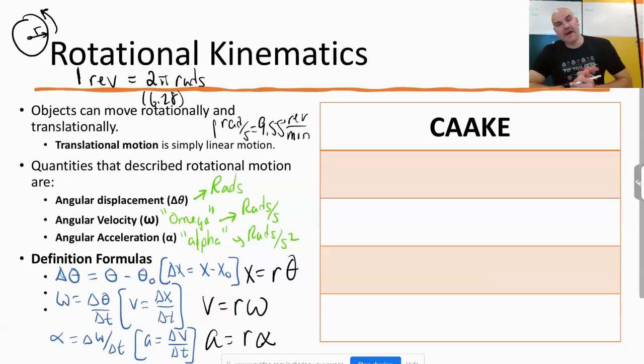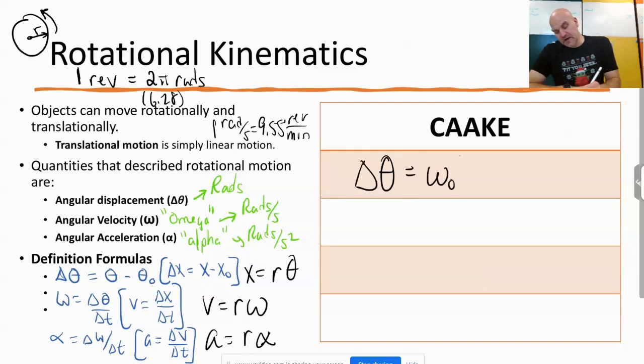Now, way back in Unit 1, we did the cake formulas, where it was constant acceleration kinematics equations. Now we have the constant angular acceleration kinematics equations. So it's like saying cake, okay? But they're basically the same thing. The only thing is we're flip-flopping or switching out variables.